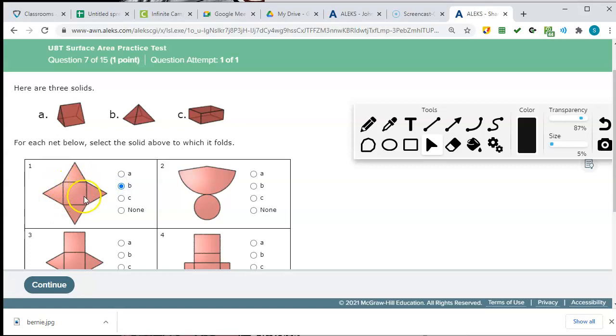So it is a square pyramid. The base is a square and the sides are triangles, so it's going to line up and all the points are going to meet right up there. Cool. How about the next one?